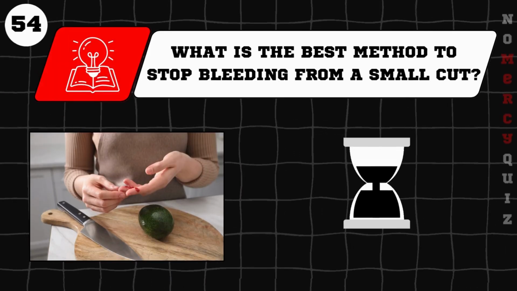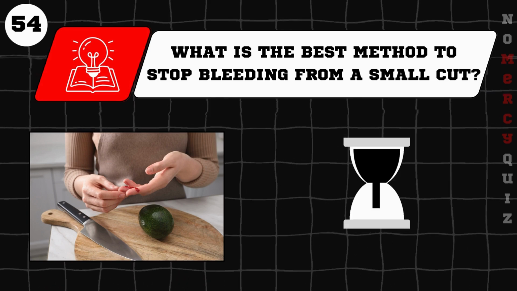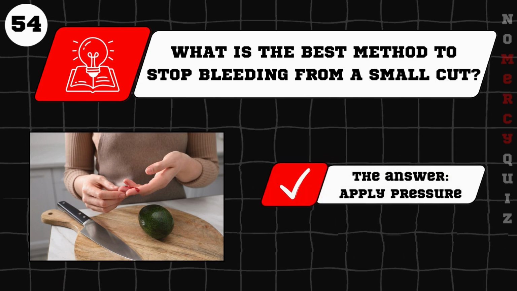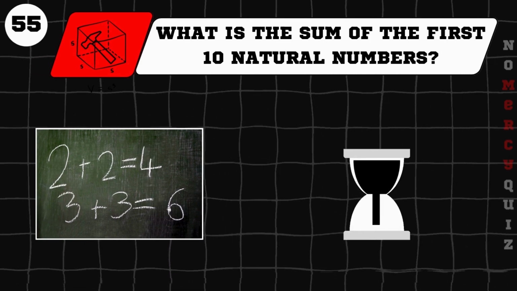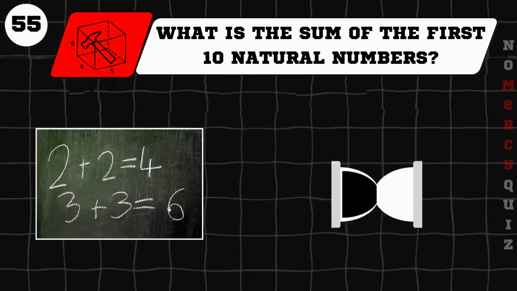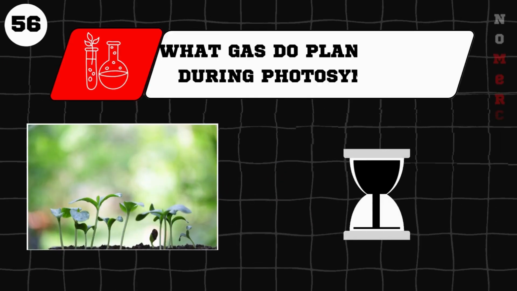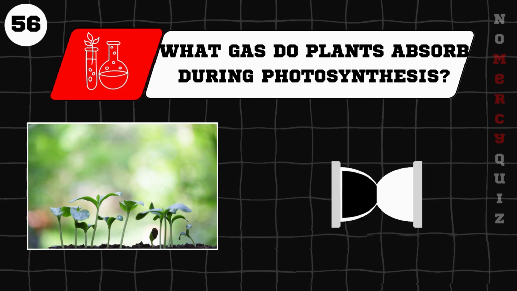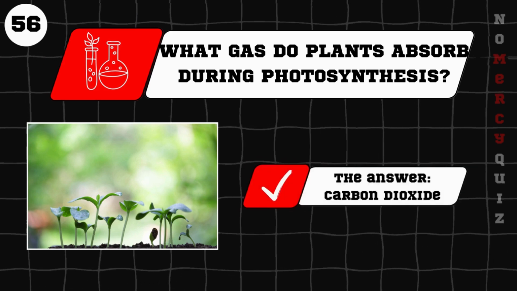What is the best method to stop bleeding from a small cut? Apply pressure. What is the sum of the first 10 natural numbers? 55. What gas do plants absorb during photosynthesis? Carbon dioxide.